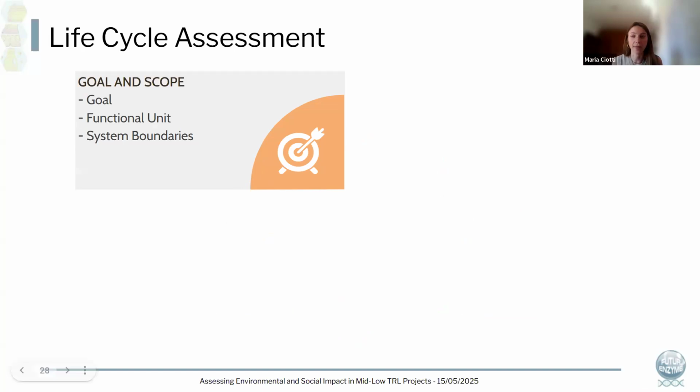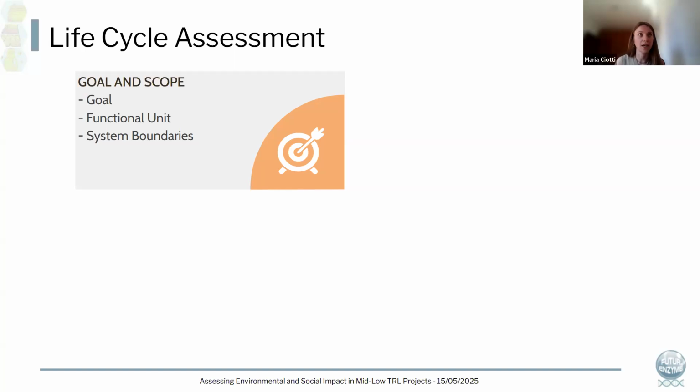The first step is the goal and scope, and this step is the most important because it's where we set the basis of our assessment. Indeed, in this stage, the LCA practitioner and the product developers can talk and can decide what is the goal of the LCA. So why they are developing a life cycle assessment, why they are interested in knowing the environmental impact of the product, and what are the aspects they are most interested in.